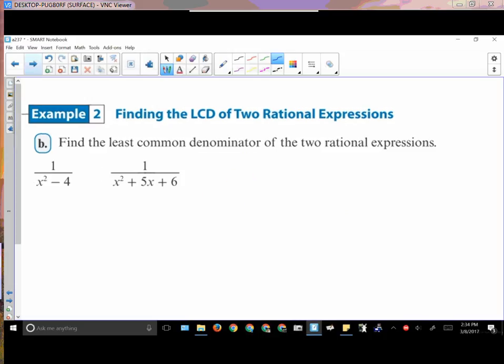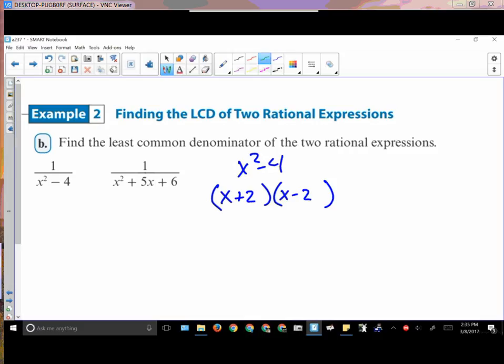Let's take a look at these. Now this looks uglier all the way around, doesn't it? Oh, good. So I want to find the least common denominator here. I am going to have to factor both of these. So starting off with the x squared minus 4, well, this is a difference of squares, so this is going to be x plus 2, x minus 2.